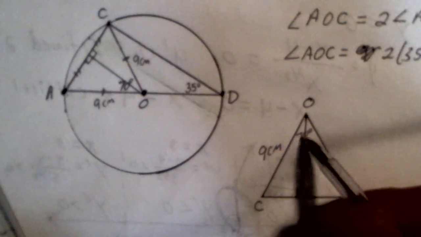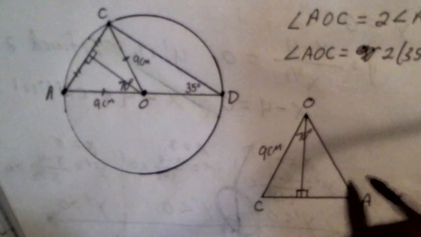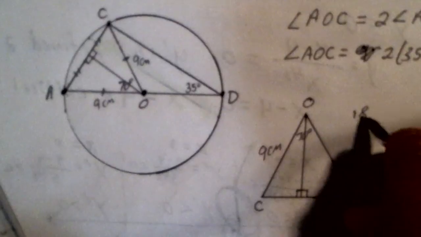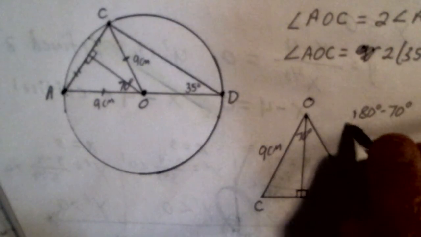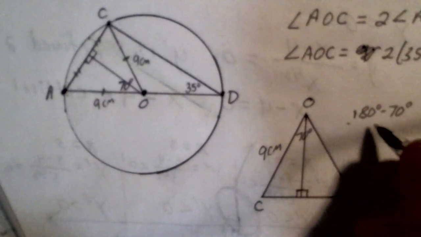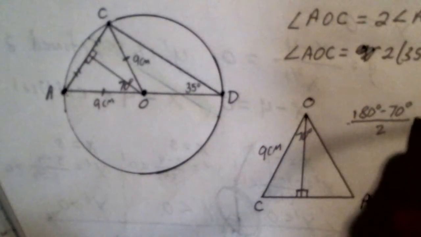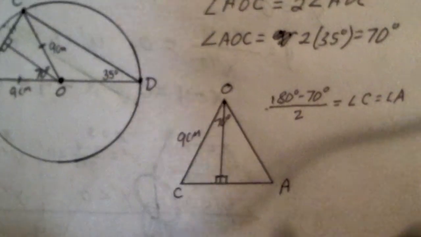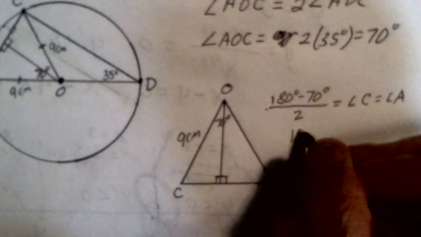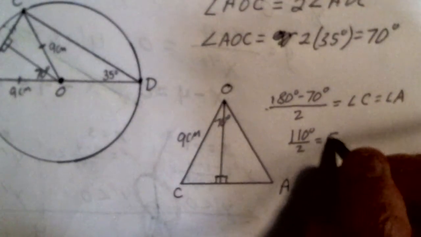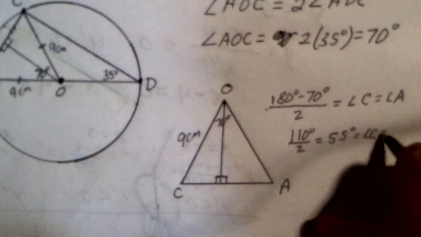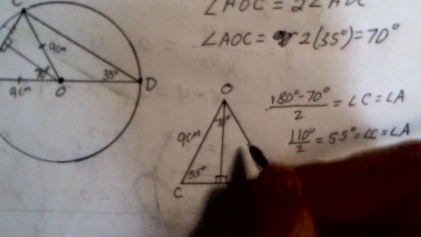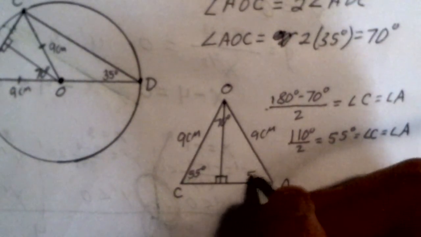If this is 70 degrees and the sum of the three interior angles of a triangle is 180 degrees, then it must be true that 180 degrees minus 70 degrees, divided by 2, must be equal to angle C and angle A. So 180 minus 70 is 110. 110 degrees divided by 2 gives us a measure of 55 degrees for angles C and A. So both these angles, the base angles of this isosceles triangle, measure 55 degrees.